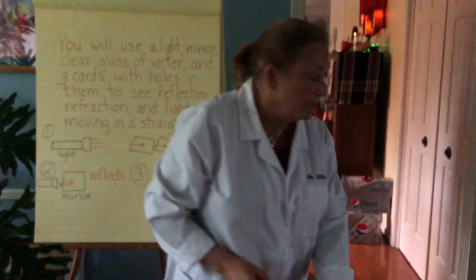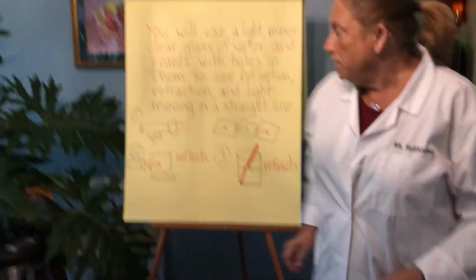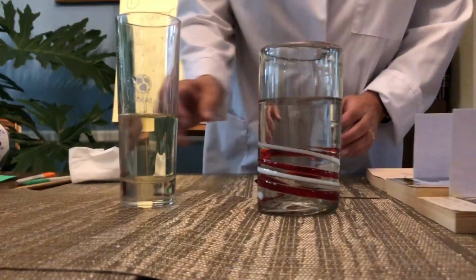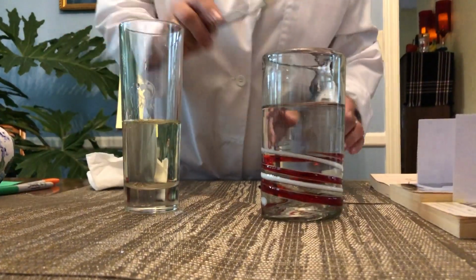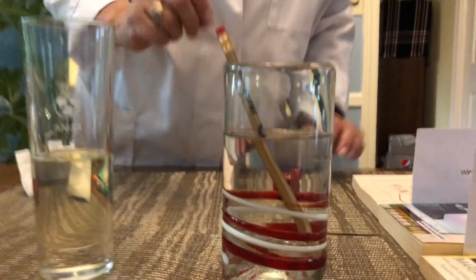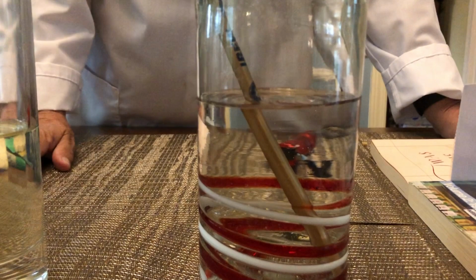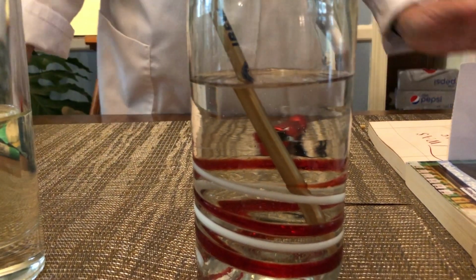And the last thing that we're going to do, or you're going to do, is look at the refraction of light. We have 2 glasses here. We've got a glass of water and a glass of oil. When I put this straight pencil in the glass of water, you can see that what we see in our eye looks like the pencil is bent because the light is refracted when it goes through the water, and it shows a bent pencil.